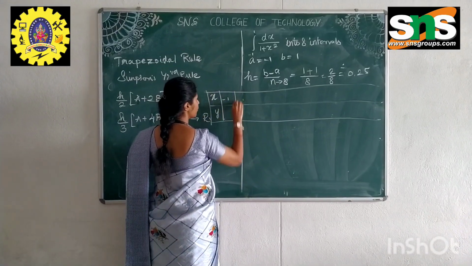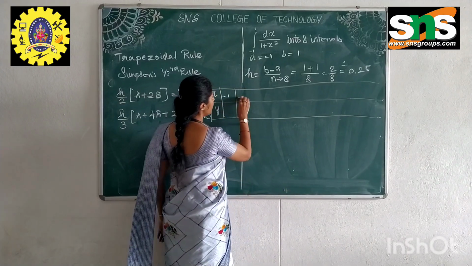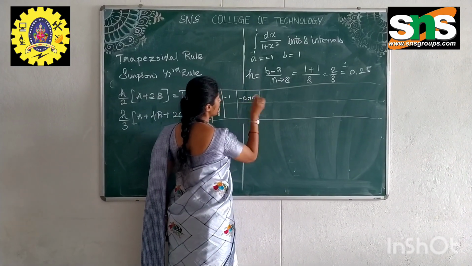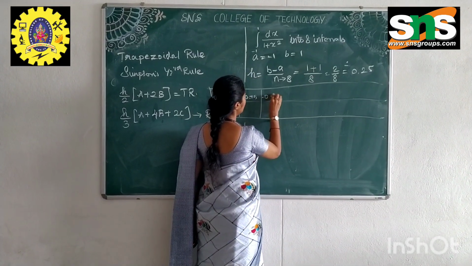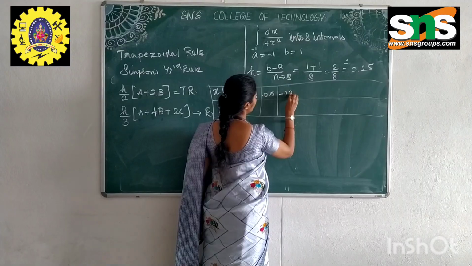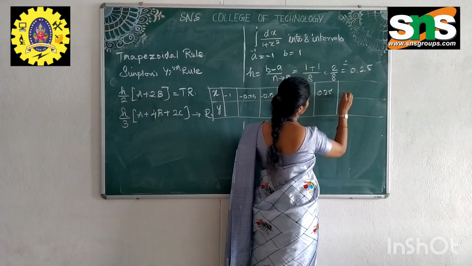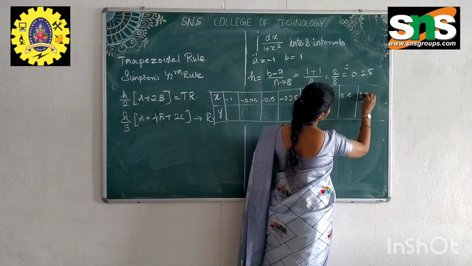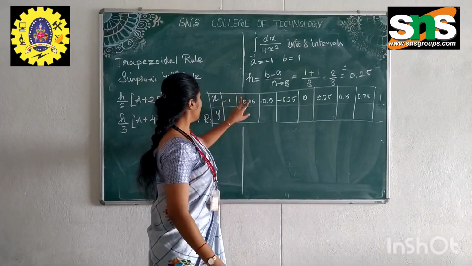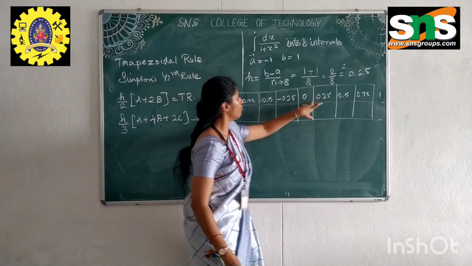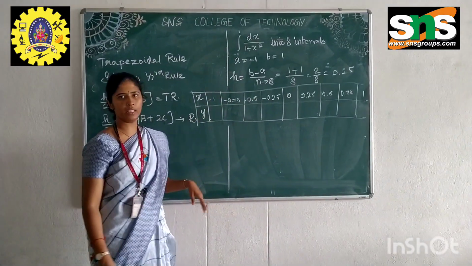The x value starts from minus 1, which we take as the first value. The second value will be minus 1 plus h, which is minus 0.75. Next we add 0.25, which gives minus 0.5. Again adding gives minus 0.25, then 0, 0.25, 0.5, 0.75 and lastly 1. Here we have split minus 1 to plus 1 into 8 intervals.